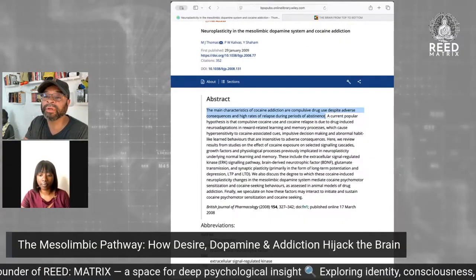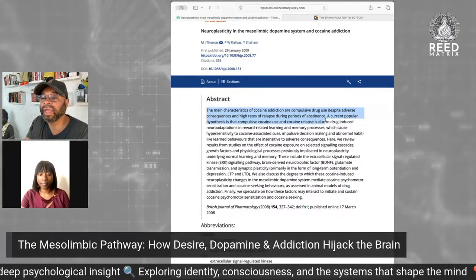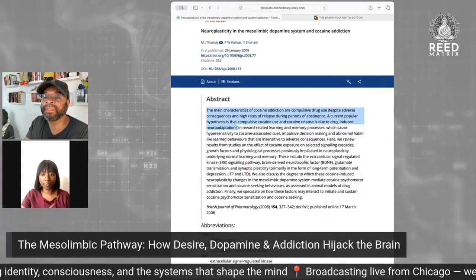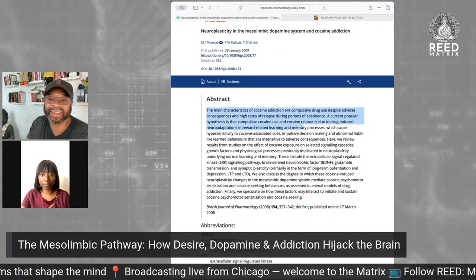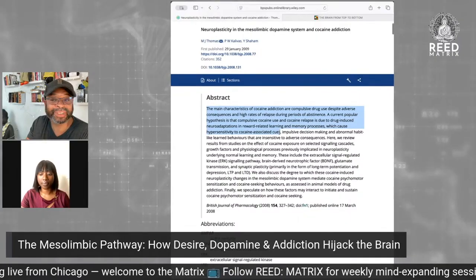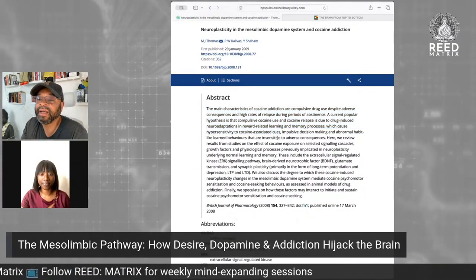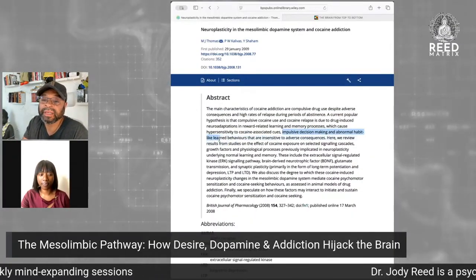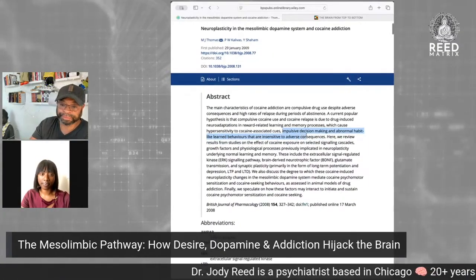The current popular hypothesis is that compulsive cocaine use and cocaine relapse is due to drug-induced neuroadaptations in the reward-related learning and memory processes caused by hypersensitivity to cocaine-associated cues. Whew, that's a lot to say in one sentence. Look, impulsive decision making and abnormal habit-like learned behaviors that are insensitive to adverse consequences.